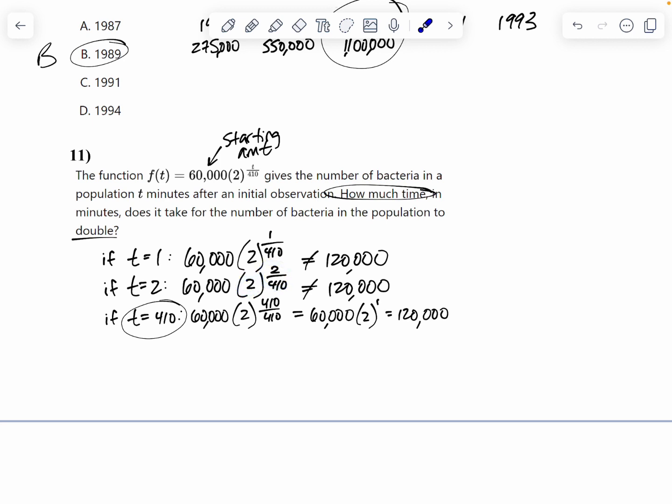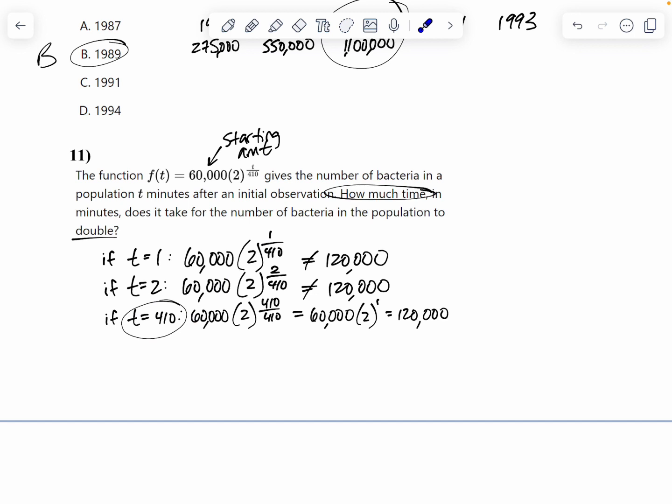And then I started thinking, oh, wait a second. What if I put 410 over 410? That makes the exponent 1. And 2 to the first power is 2. And that is what is going to double my 60,000, which gives me 120,000. So I'm pretty sure that into the box where I'm going to type this answer, I'm going to put after 410 years, or actually it's minutes, 410 minutes, this thing's going to double. When you take 410 and you plug it in for T, that makes the exponent 1, which means you're taking your 60,000 and multiplying it by 2, which makes it double.